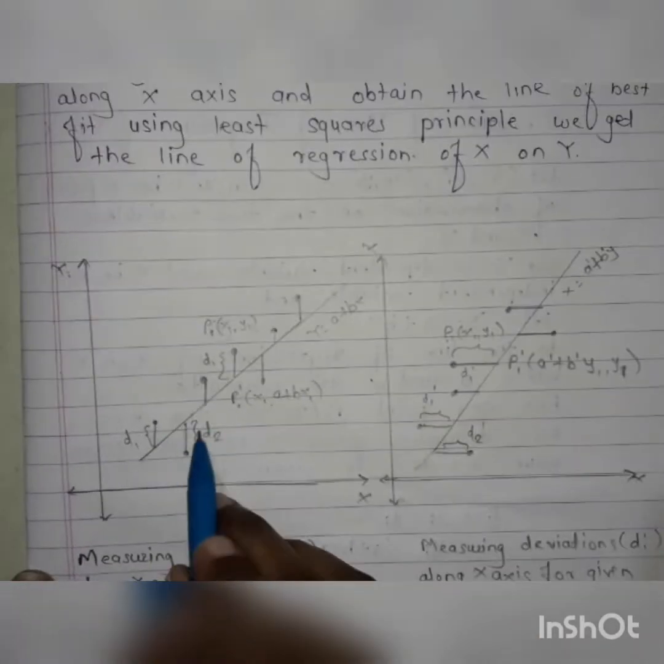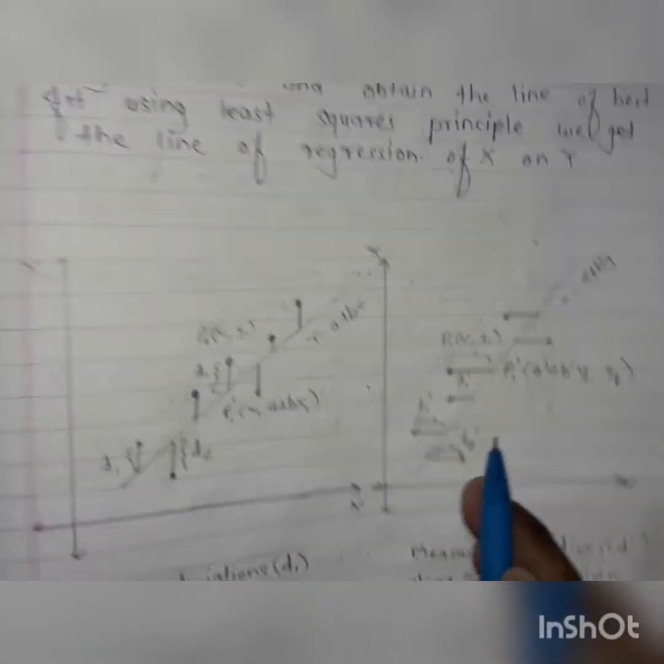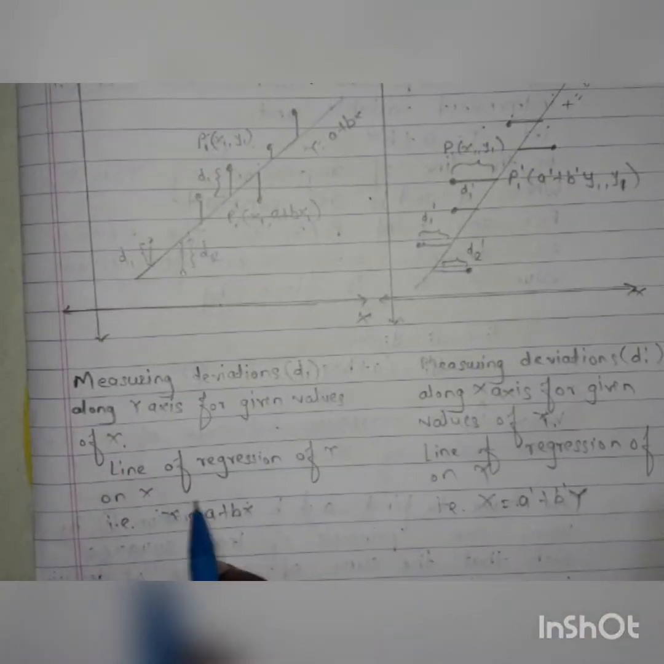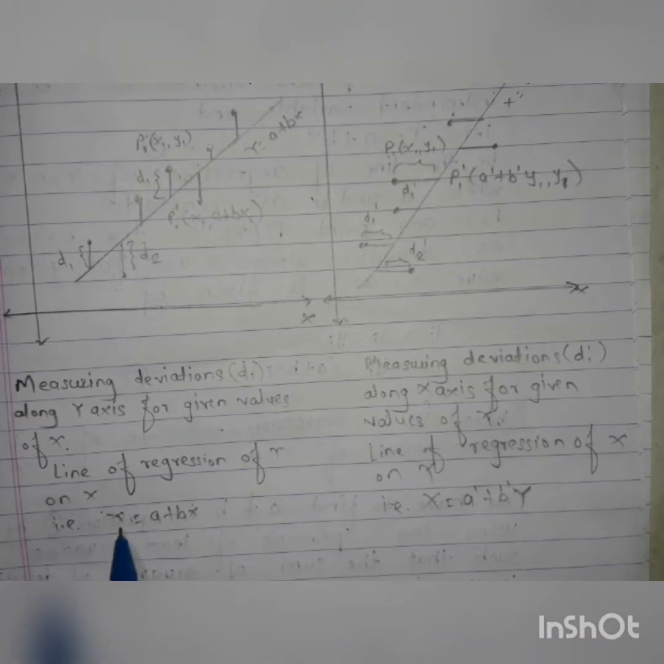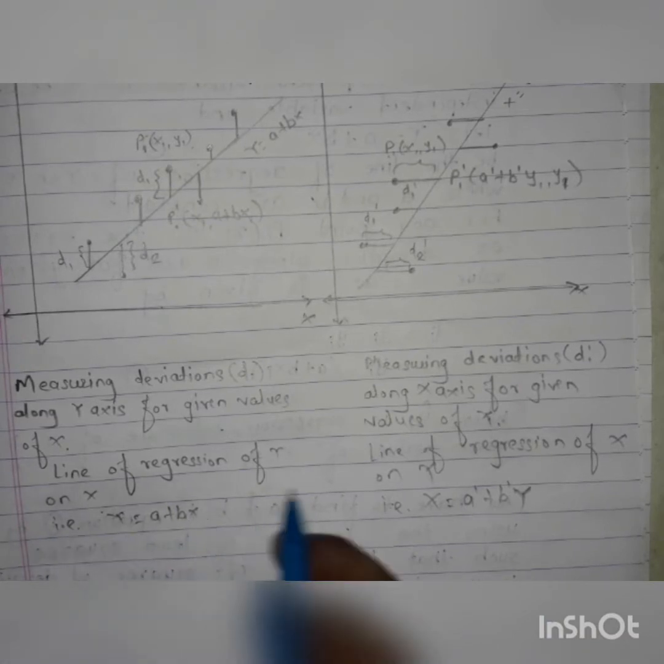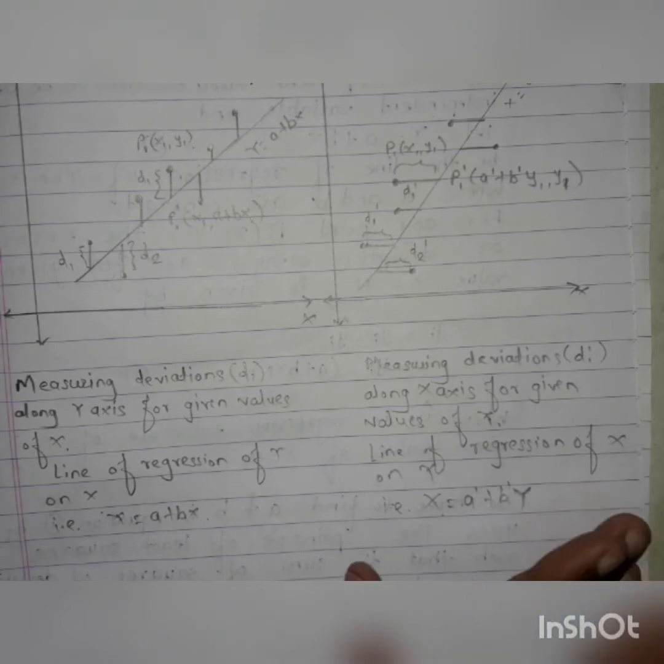So this figure and this figure indicate the line of regression of Y on X, and this is the line of regression of X on Y. That is, this is Y = a + bX, and this is X = a' + b'Y.